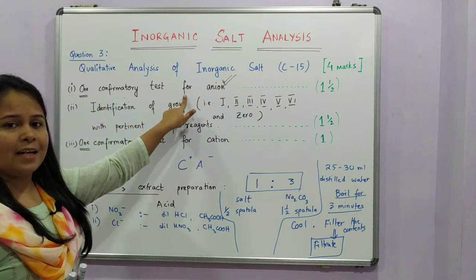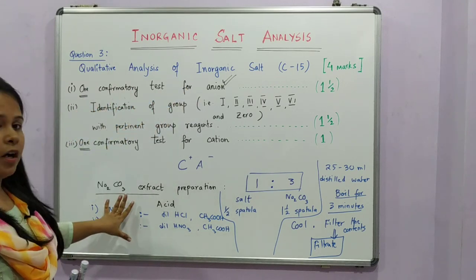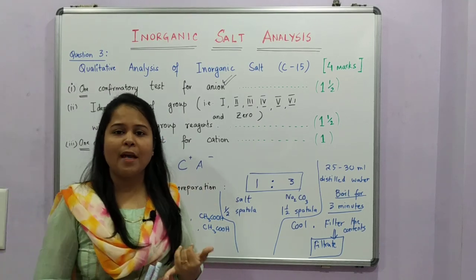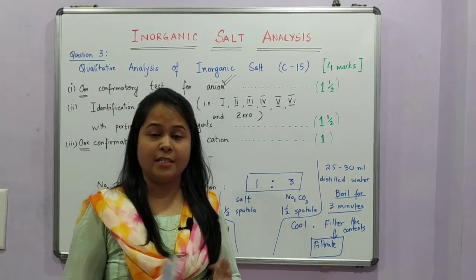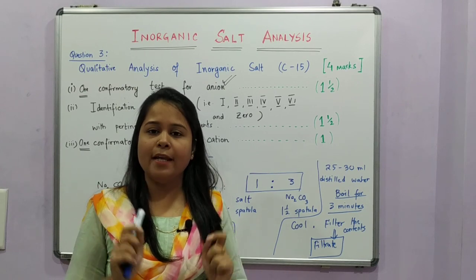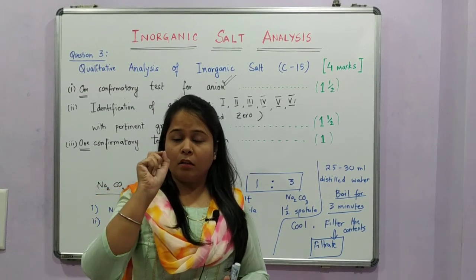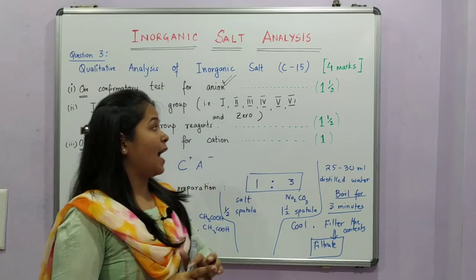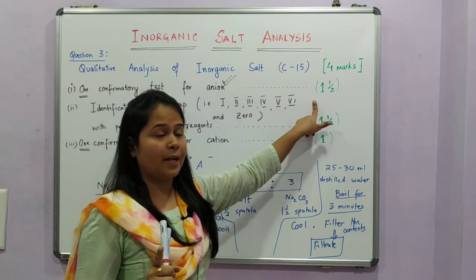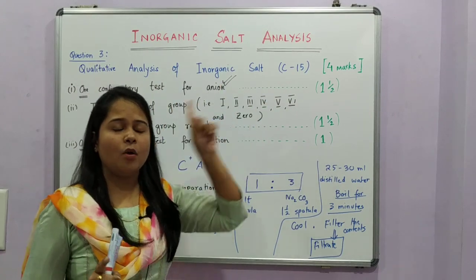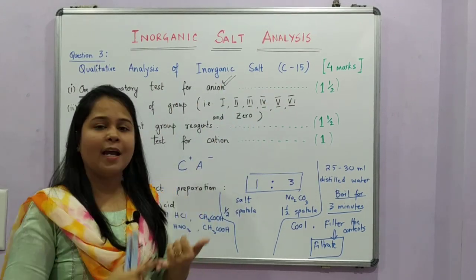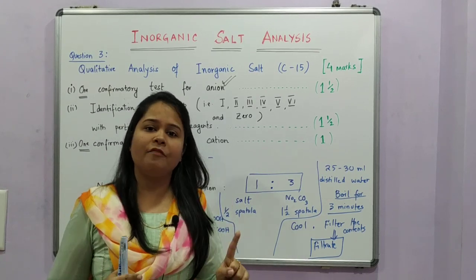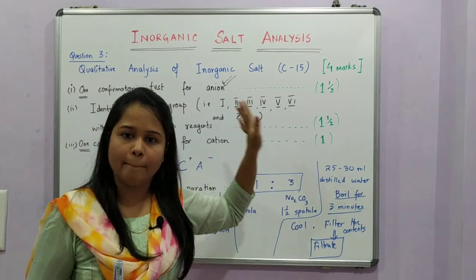So once this anion is confirmed, we would be writing the confirmatory test with the experiment, the observation and the inference. It has to be written very well in the answer script, and the proper reagents with the formula have to be mentioned. It carries 1.5 marks. Keep this in mind: one confirmatory test for the anion is to be written. You may have 2, 3 which you have read in your lab books, but there is one confirmatory test for which you would be awarded marks.